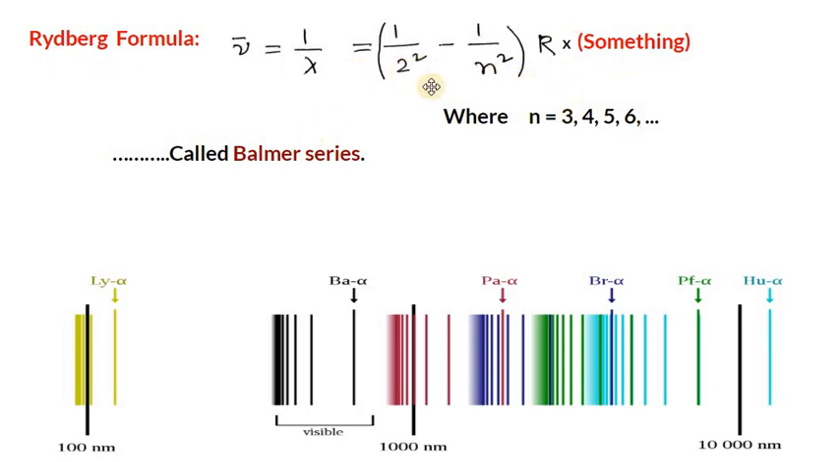Here also, this is also for the Bohr series. Okay, Rydberg, this formula is also the Bohr series. That is, here also 2 is present. So that's why n has values 3, 4, 5, 6 like that.